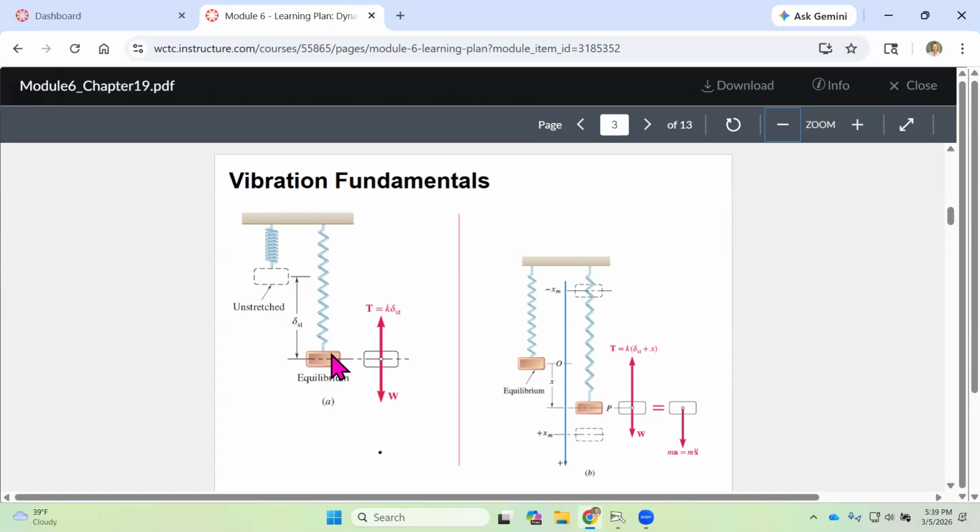Then what happens is we add a load to that spring. And it's naturally going to deform, and it's going to now be at what we call the equilibrium point.